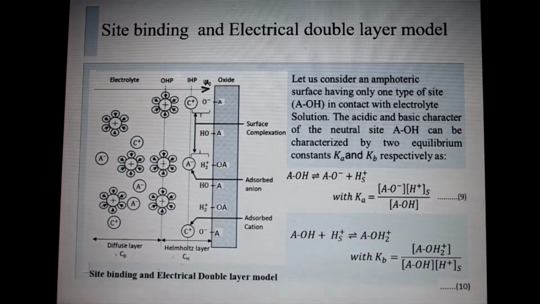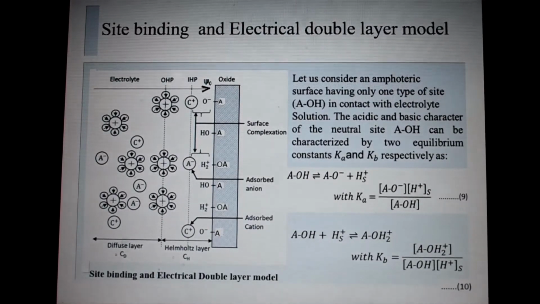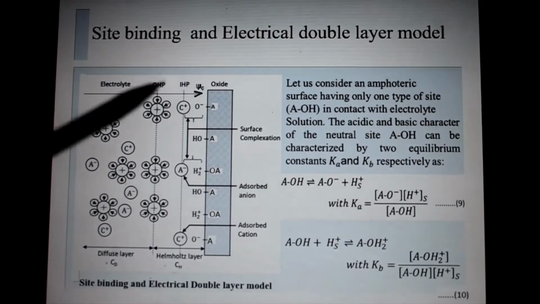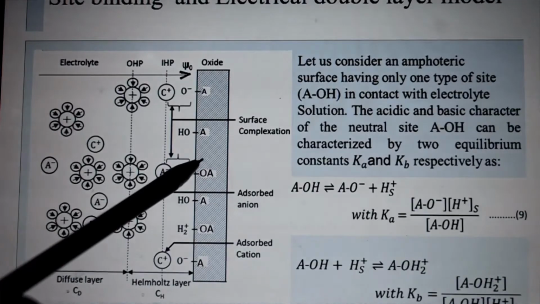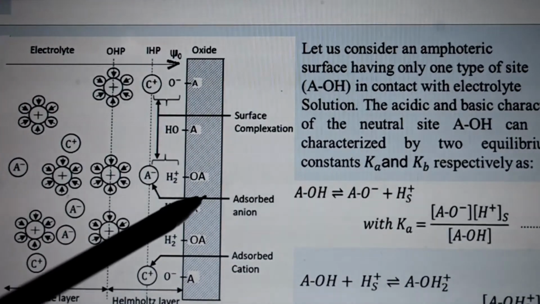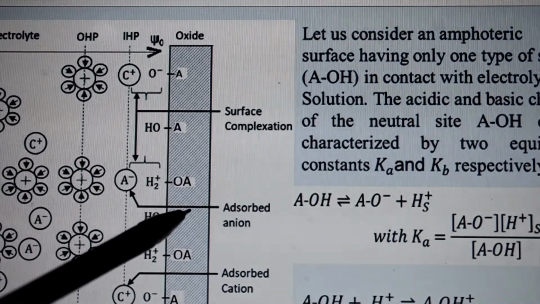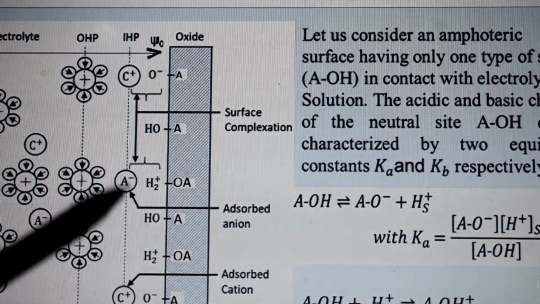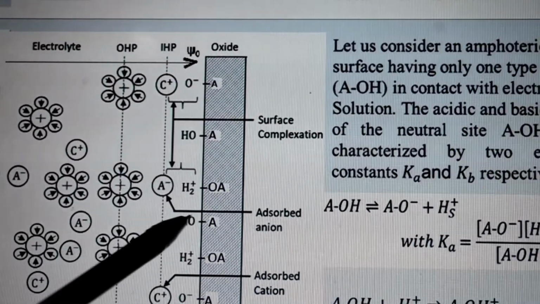As far as the site binding and electrical double layer model is concerned, we have discussed it earlier. Here, for example, let us consider an amphoteric surface having only one type of site, denoted by AOH, in contact with an electrolyte solution. This is the electrolyte solution.